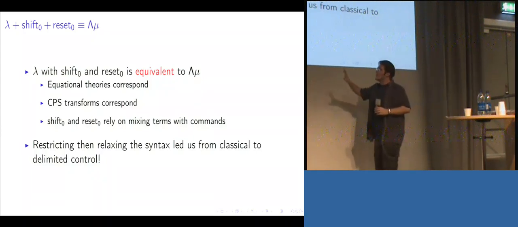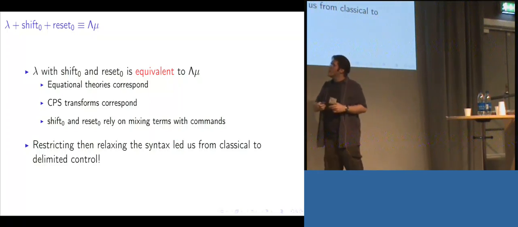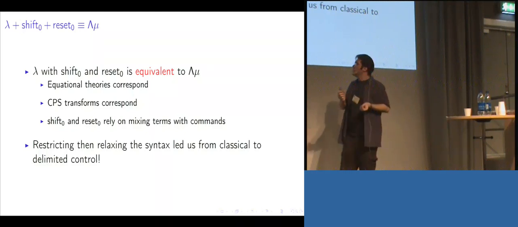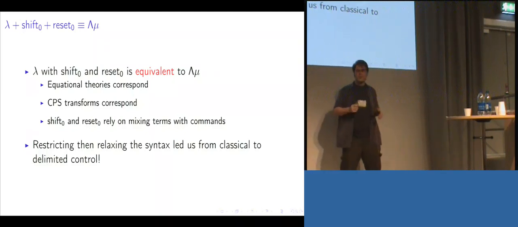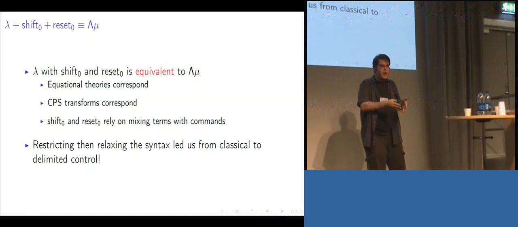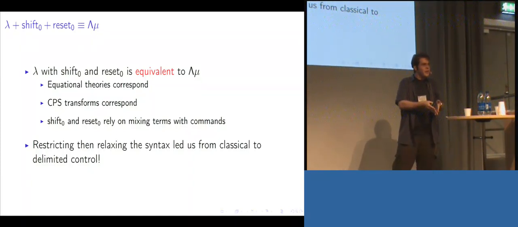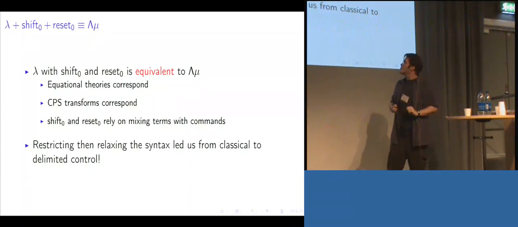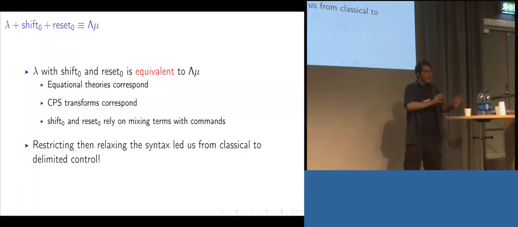And so the conclusion is that taking an idealized, very simple sort of scheme-like language with just functions and call-cc, restricting the syntax to get a better defined behavior, and then relaxing it in the natural way, has actually led us from classical to delimited control. So from a much more restrictive way to describe control flow effects in a program to a much more expressive one.